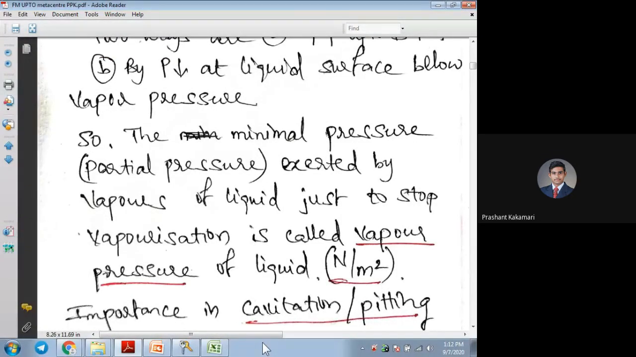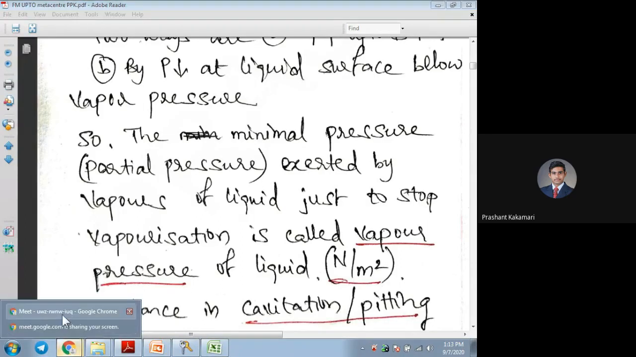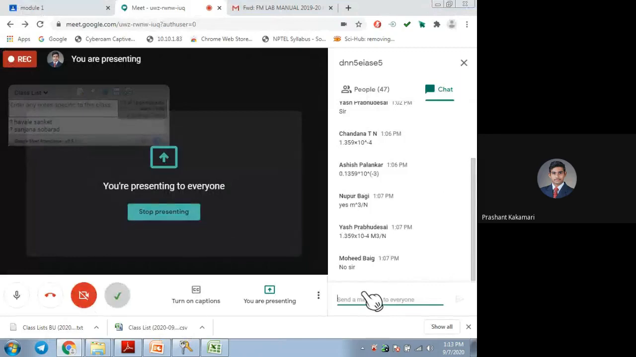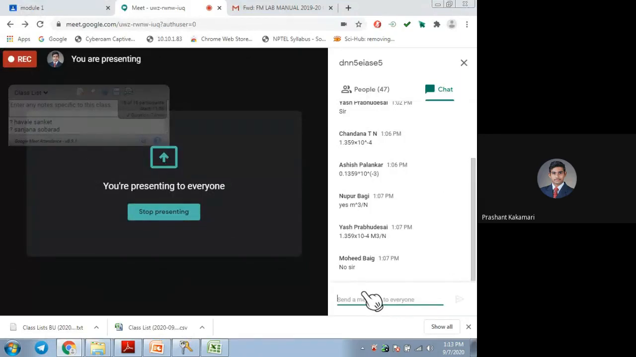And this is measured in Newton per meter square. As I told you, pressure is force applied per unit area. Here I have taken force as Newton and area as meter square. So the minimum pressure required is nothing but the minimum force per unit area required, which is Newton per meter square, the unit of vapor pressure. All of you can note down this unit of vapor pressure. Is the vapor pressure point clear?